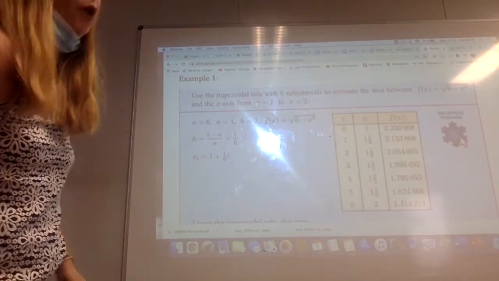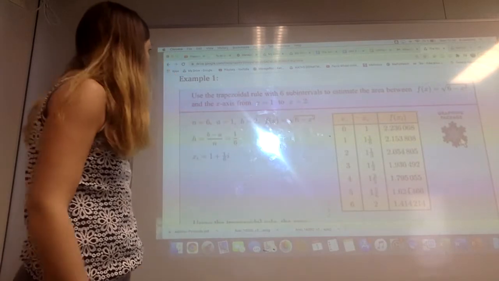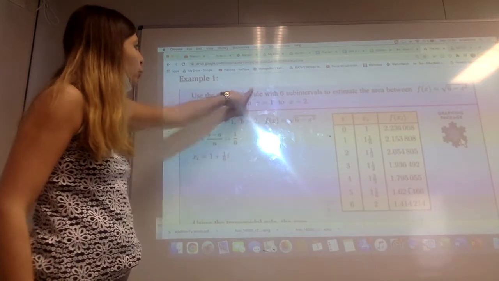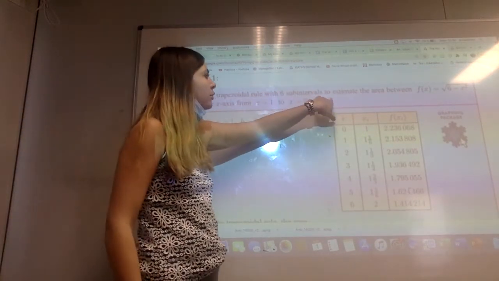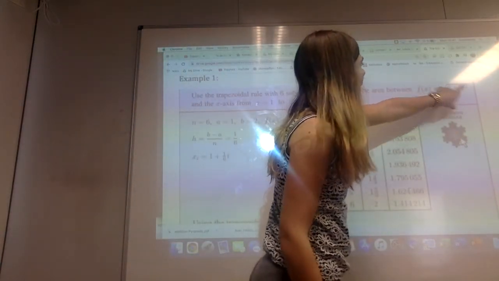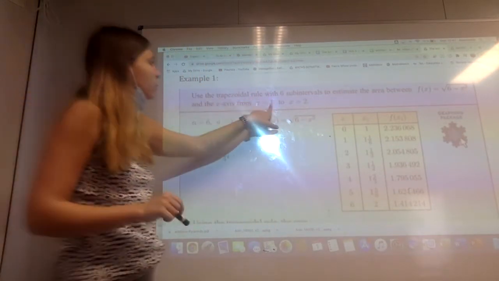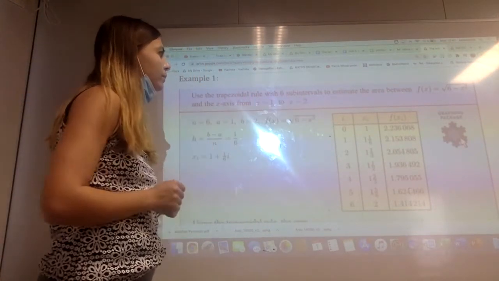Right, what we're going to go over then is this question. If you've got any questions at any point, please just shout. Use the trapezoidal rule with 6 sub-intervals to estimate the area between f of x equals the square root of 6 minus x squared from the values 1 to 2.